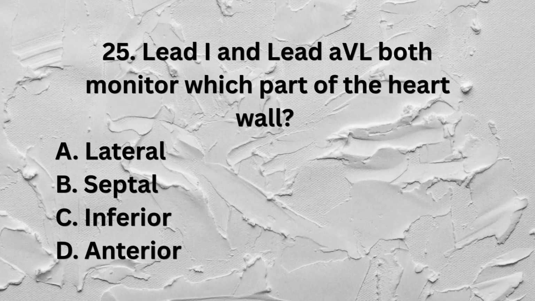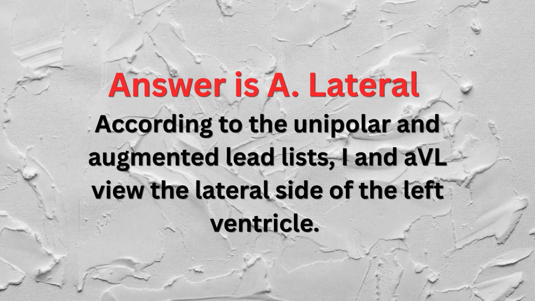Lead 1 and lead AVL both monitor which part of the heart wall? A. Lateral. B. Septal. C. Inferior. D. Anterior. Answer is A. Lateral. According to the unipolar and augmented lead lists, 1 and AVL view the lateral side of the left ventricle.